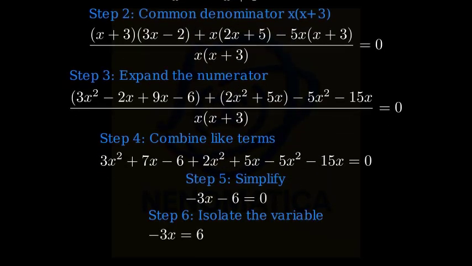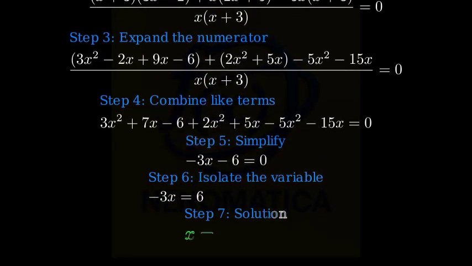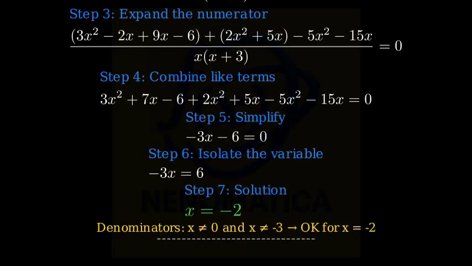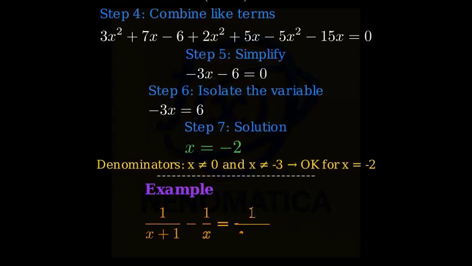Example. Second equation. 1 over (x plus 1) minus 1 over x equals 1 over (x minus 1) minus 1 over (x minus 2). Step 1. Move every term to the left, so the right side is 0.